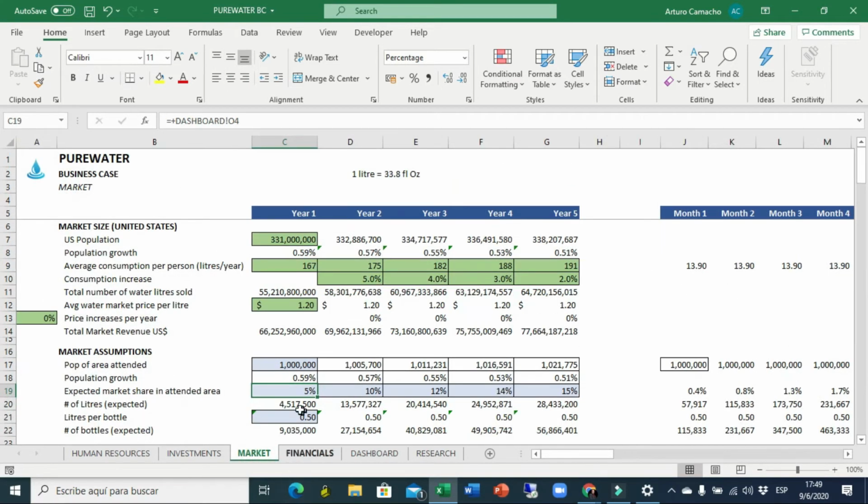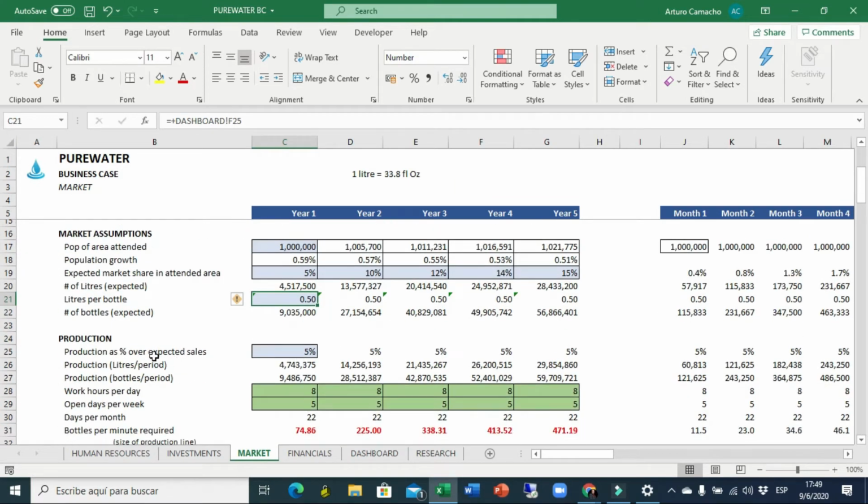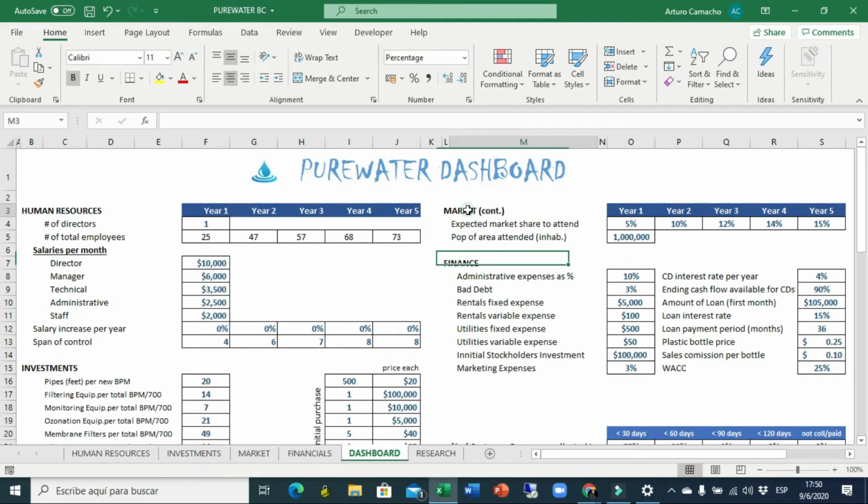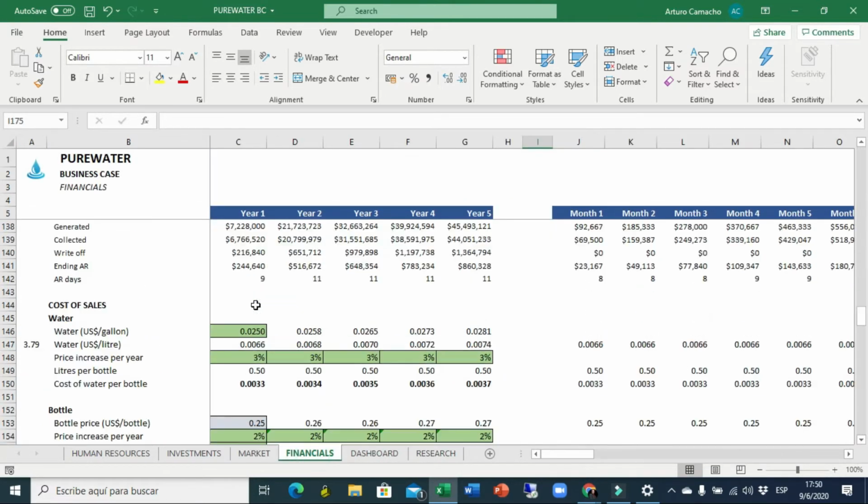Okay, here is the liters per bottle, and here is the production over the expected sales. The second section is the market. Remember the market we should attend: 1 million inhabitants, and penetrate it beginning with 5% and ending with 15% in year 5. That's mainly the market.